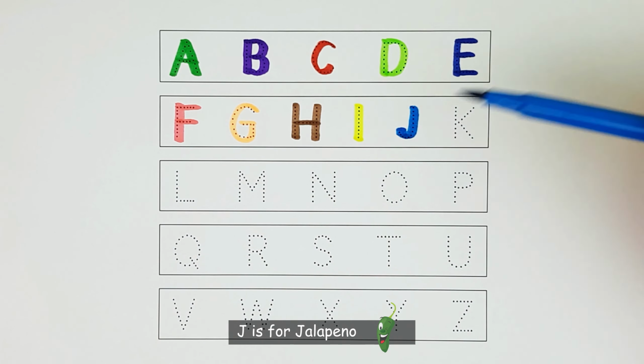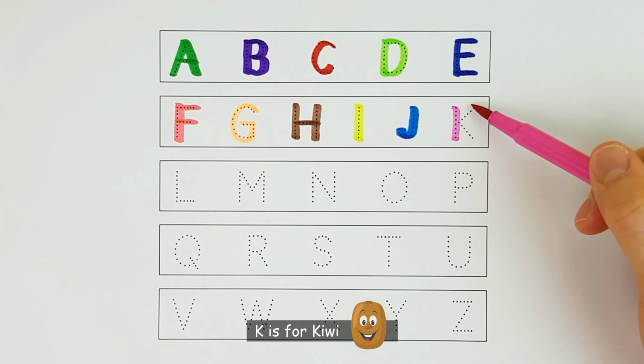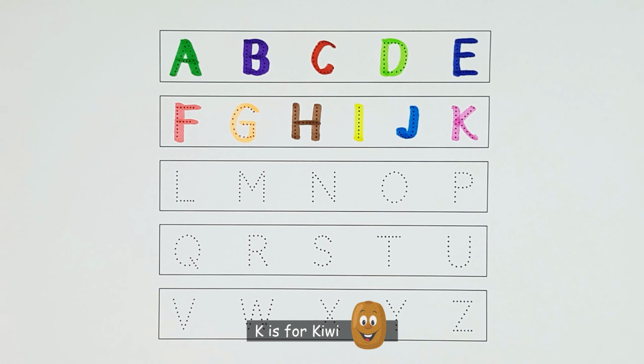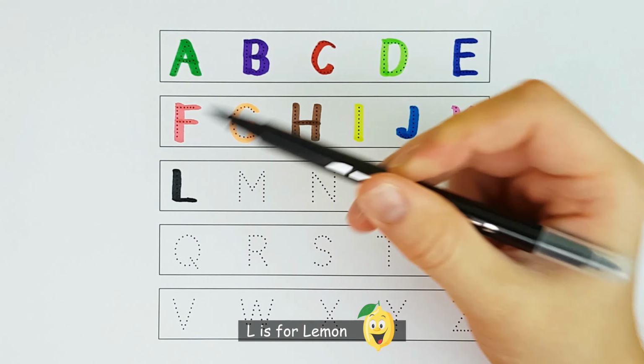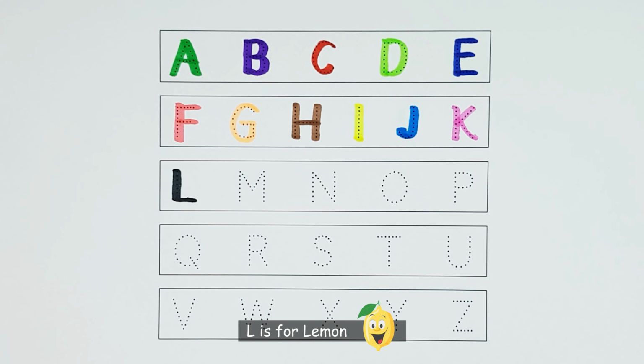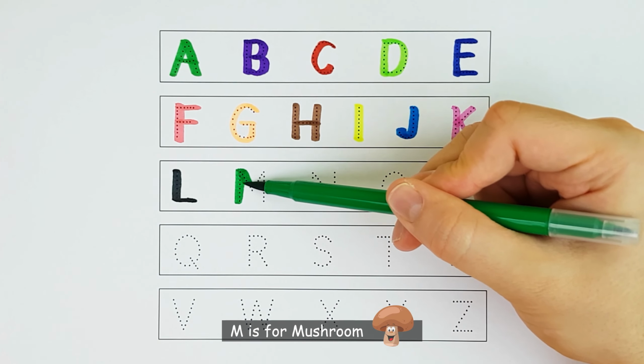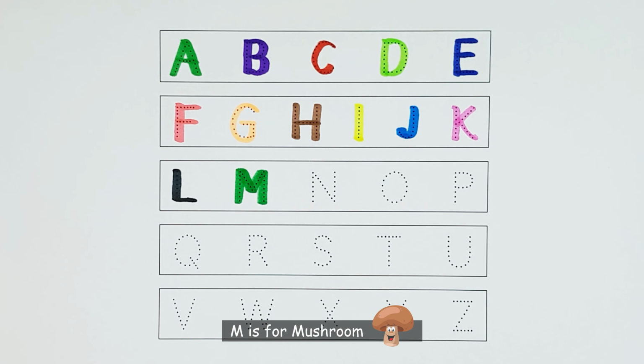J. J is for jalapeno. K. K is for kiwi. L. L is for lemon. M. M is for mushroom.